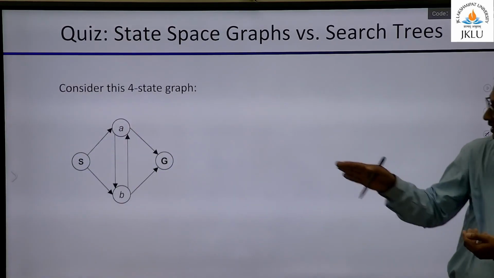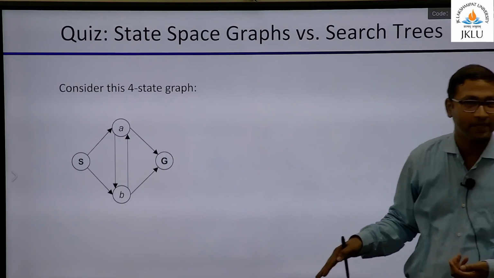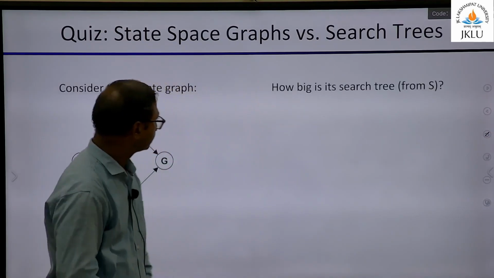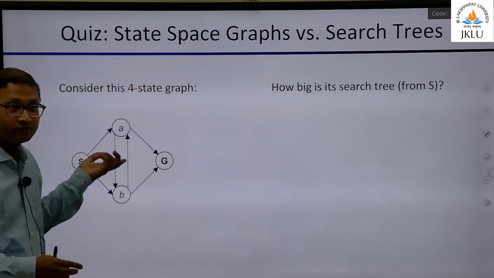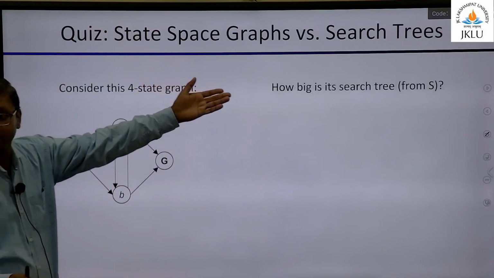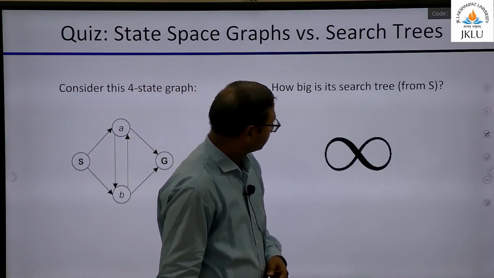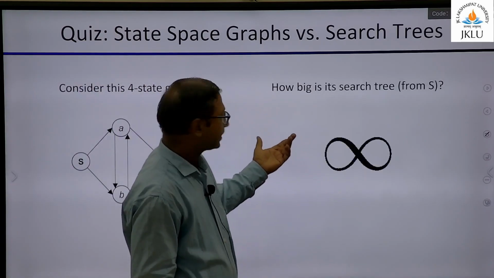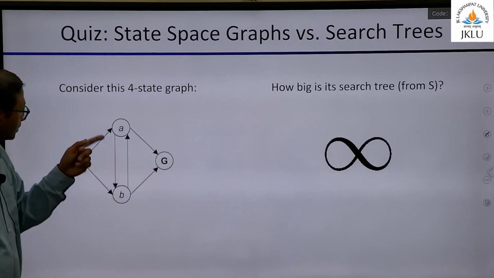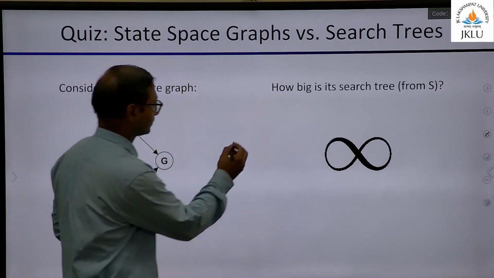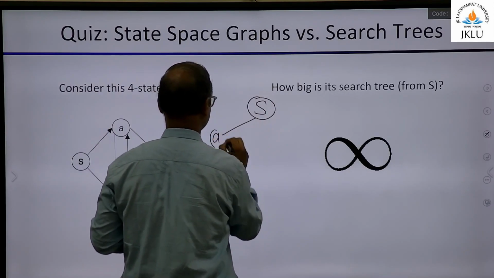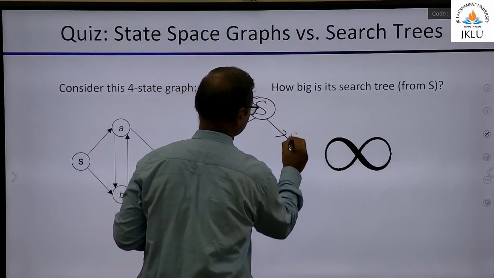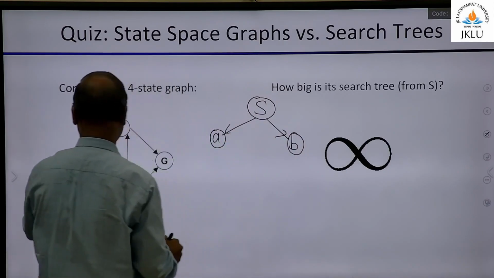Repetition is there. This is an infinite depth tree, right? So how big is the tree? You have a finite graph, but its search tree is, right? They didn't even care to draw it. So S to A to B, S to A to B.